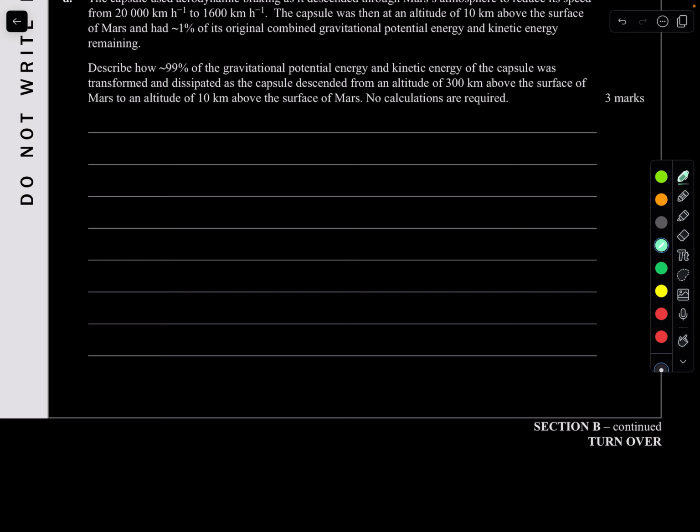So the gravitational potential energy transferred to kinetic energy. As it goes towards the atmosphere, what's really happening? Some energy is dissipated, especially the kinetic energy. So the kinetic energy changes to many forms, for example heat. As the capsule falls, we get heat because of the friction of the atmosphere.